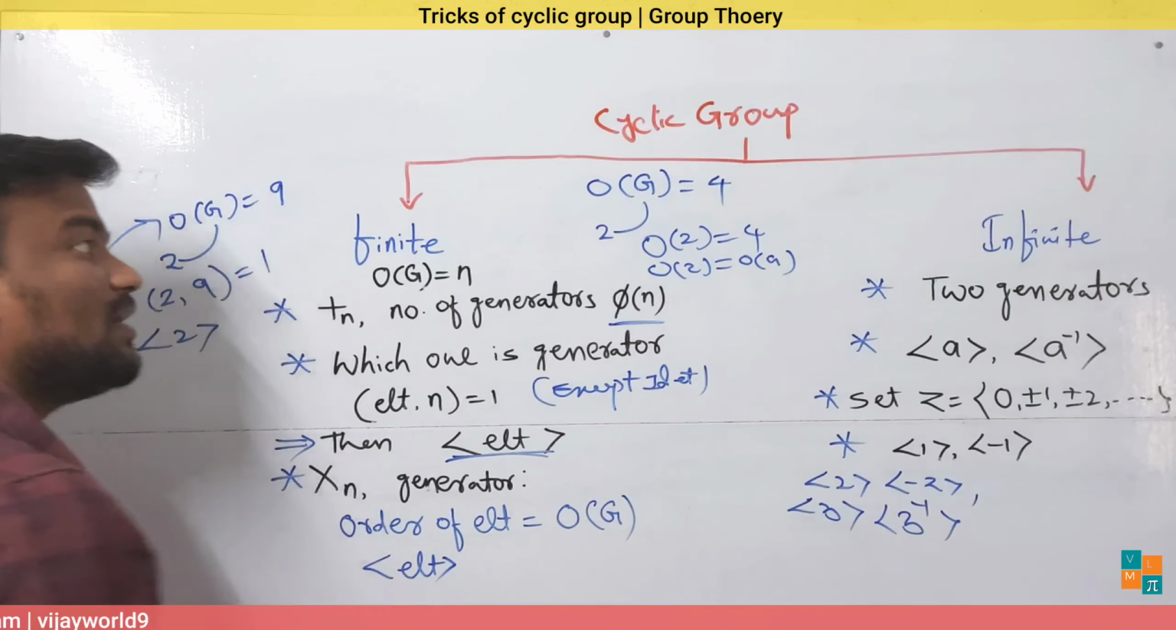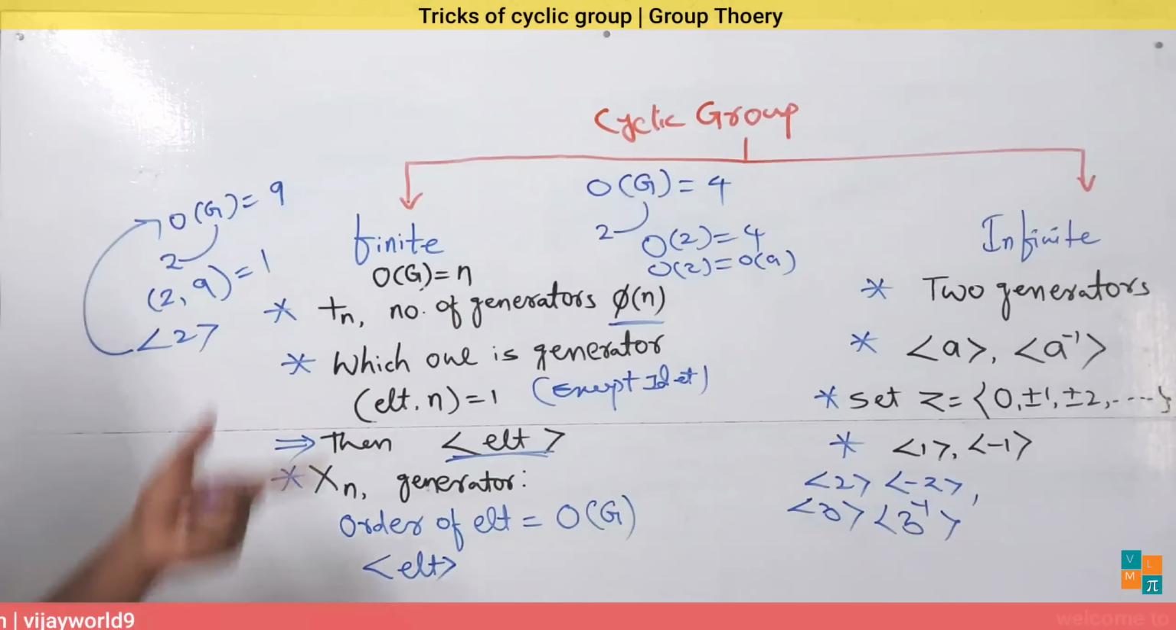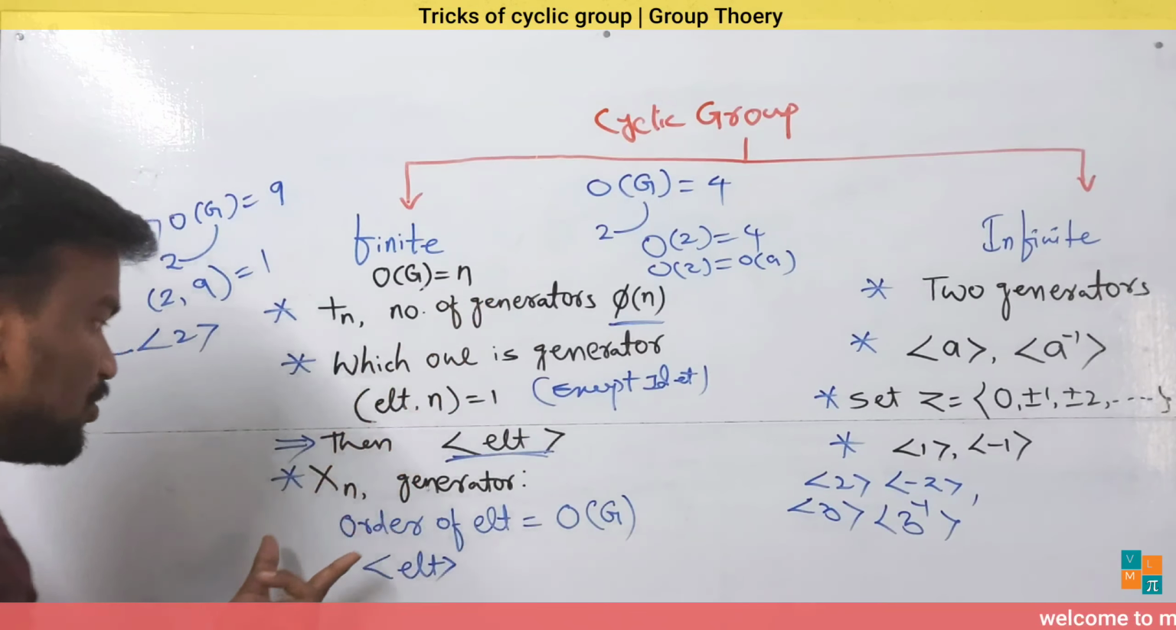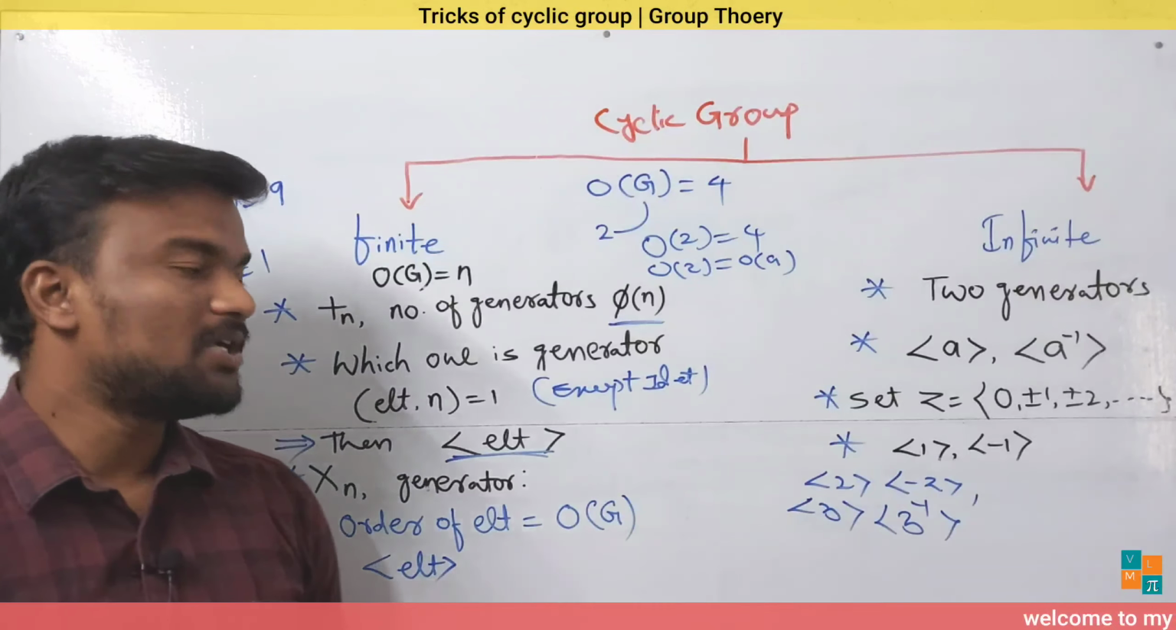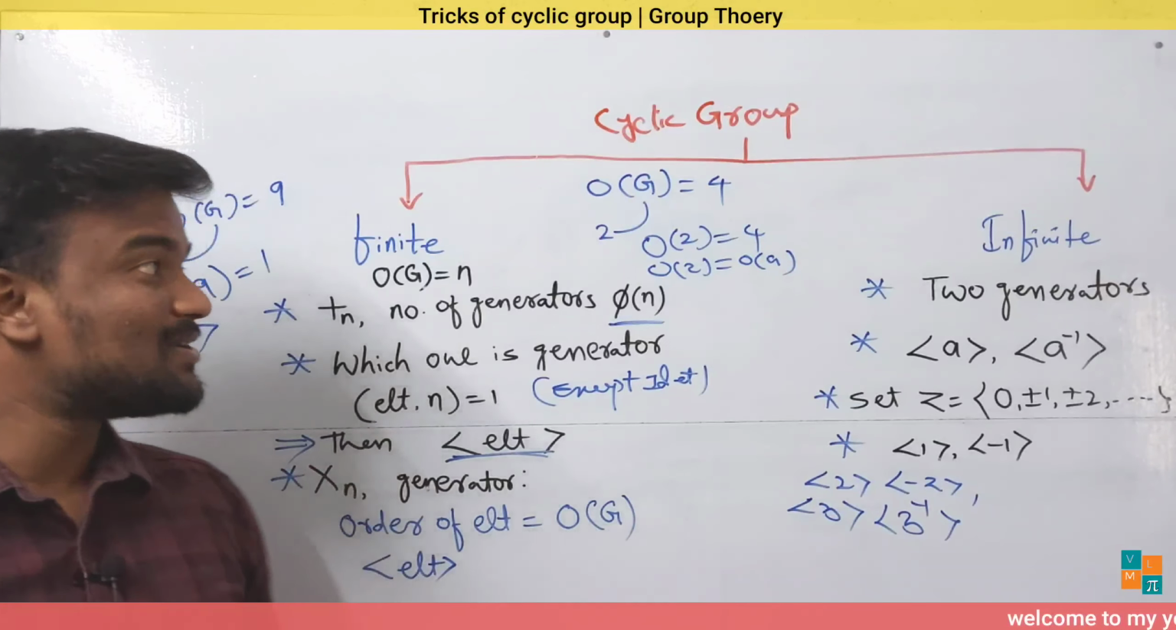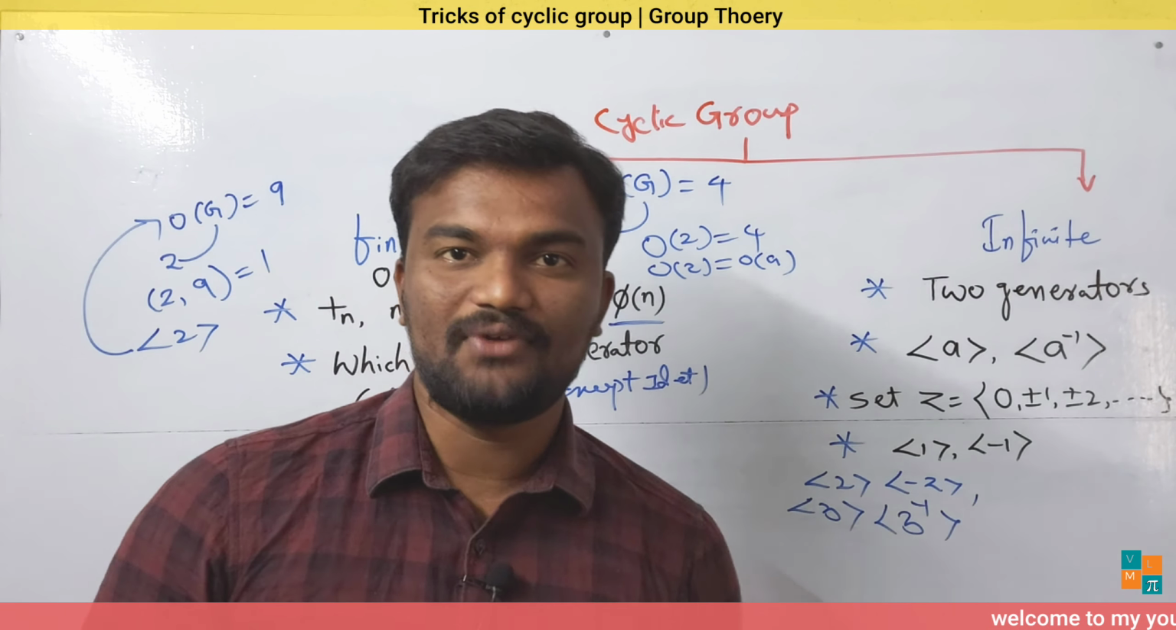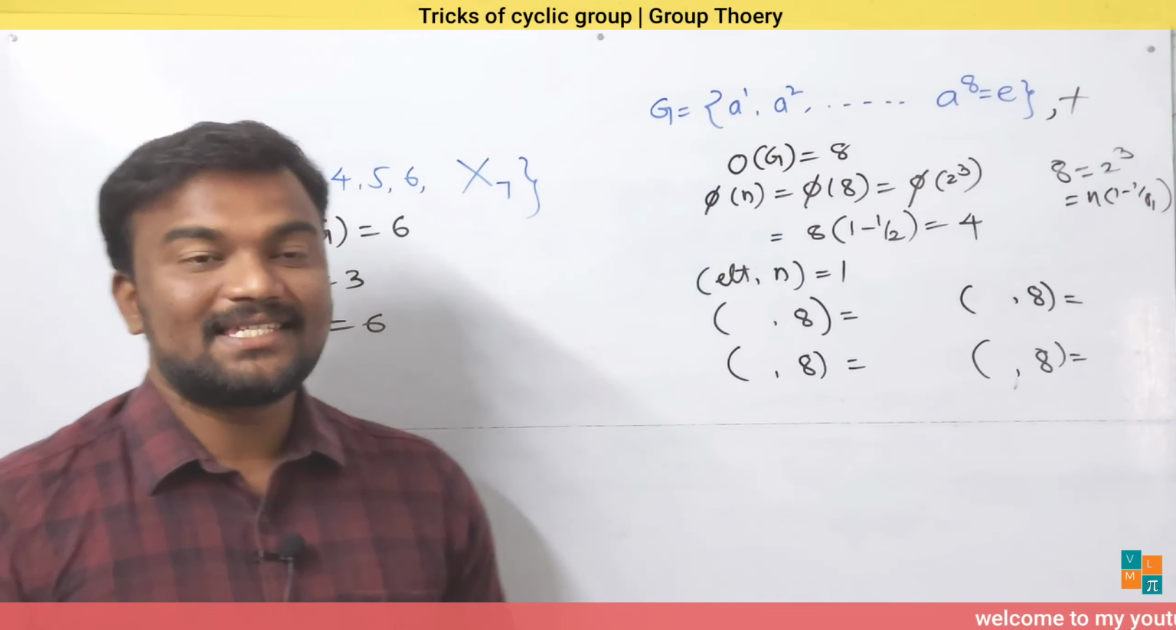These two are equal. Then 2 is a generator of the finite cyclic group with respect to the multiplication modulo. Now let's see some example problems based on finite cyclic group and infinite cyclic group. Now let's see example number 1.